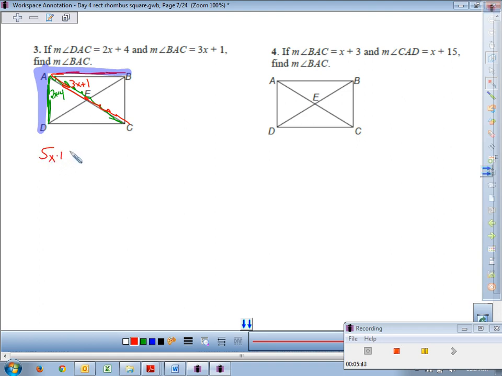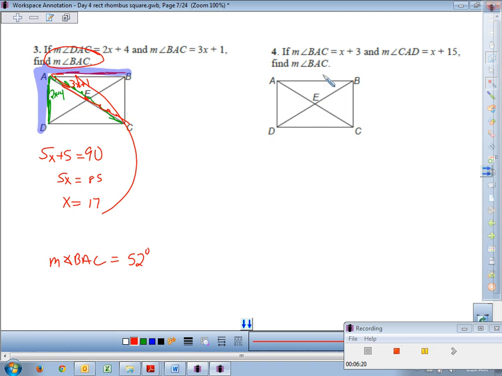So 5x plus 5 equals 90. Let's solve that for x. So 5x equals 85. And then divide, x equals 17. They want the measure of angle BAC, so that's this red one right here. So I'll put 17 in for x. 17 times 3 would be 51, and plus 1, which is 52. Measure of angle BAC equals 52 degrees. Right, because that's 51 plus 1.